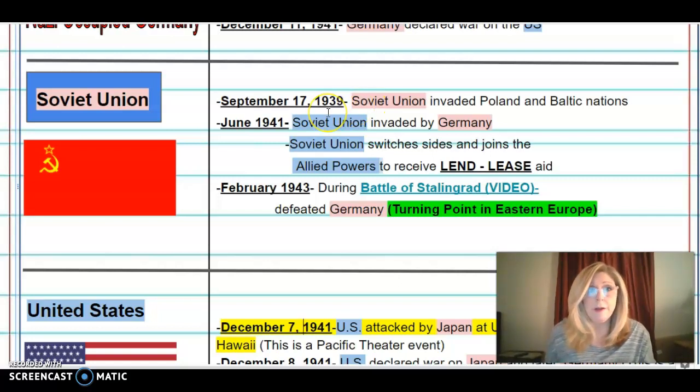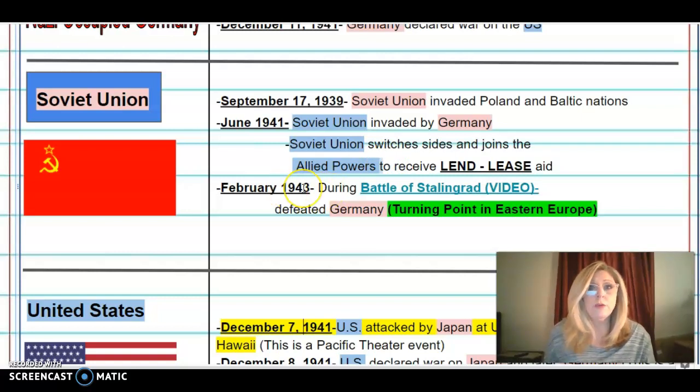But then we have on June 1941, so almost 2 years later, the Soviet Union is invaded by Germany. So the Soviet Union decides to switch sides and join the Allied powers because they need the help of the Lend-Lease Act, or Lend-Lease aid that's going to come from that to help them defeat Germany.